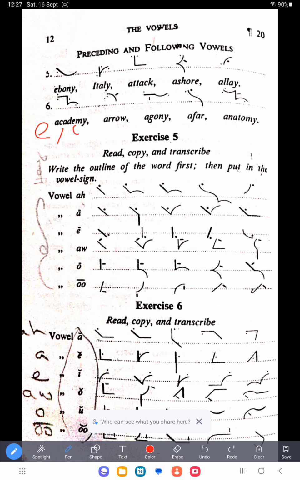The last two sounds, E and O. E represent with a dot, O represent with a dash. So we need to start writing if a word have a sound with E and O through the line. If you observe the E sound and O sound, these are written through the line. Now let's see the first example with E.